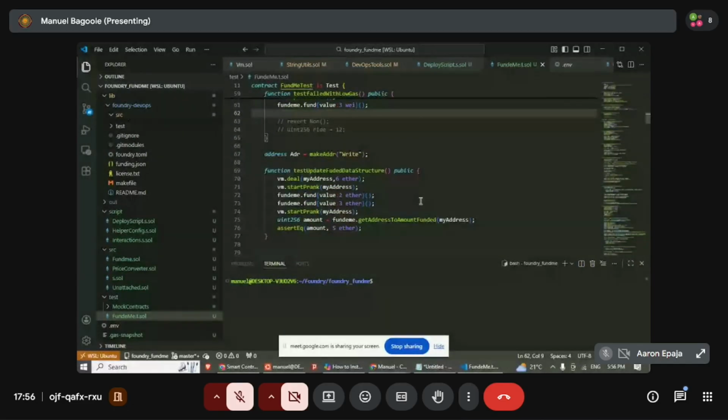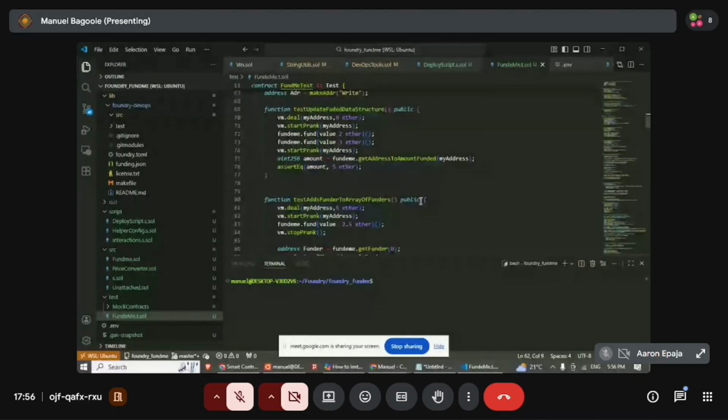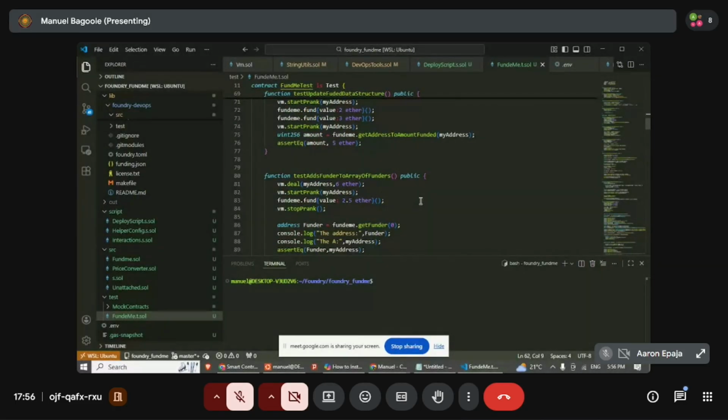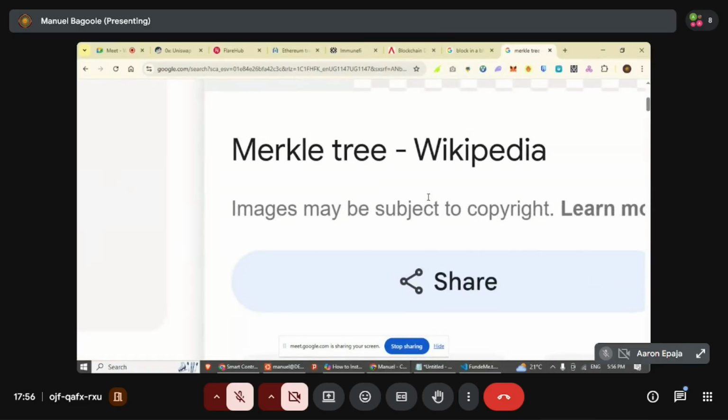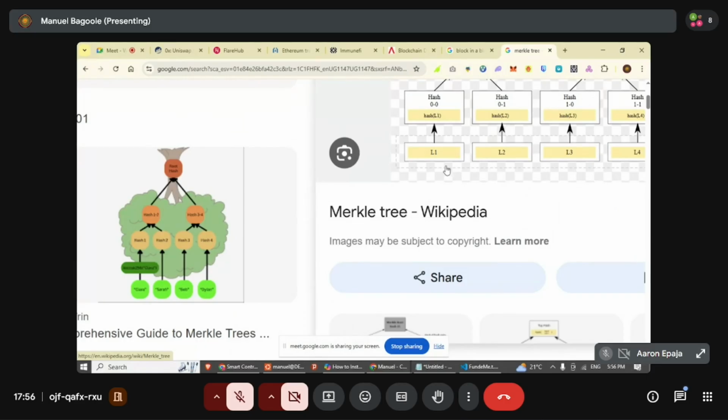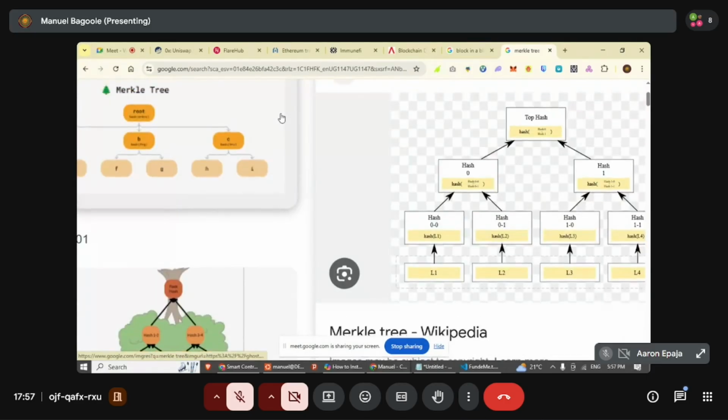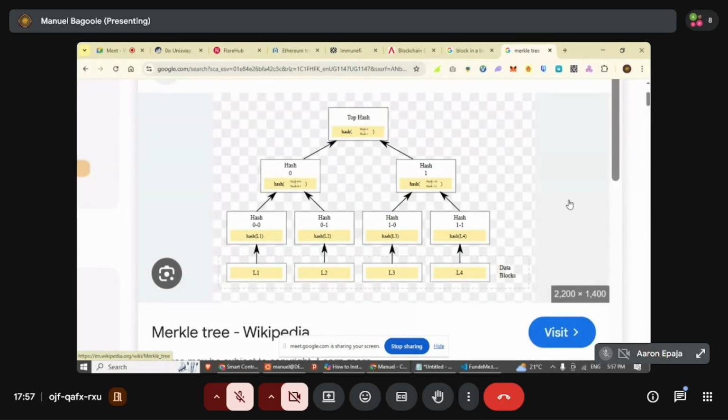So a Merkle root is a hash, but it's a hash that represents a number of things under it. So in this case, it represents a set of transactions, as you can see here. Now it's used for verifying existence of transactions in a specific block.